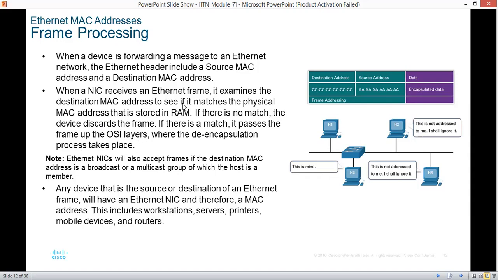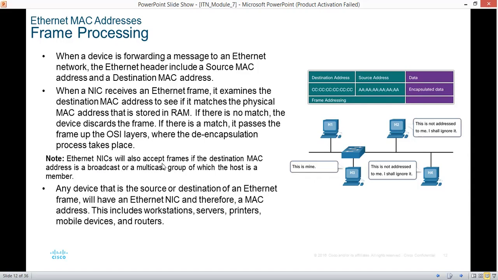So remember, at every point in time, when a NIC receives a frame, it examines the destination MAC address to see if it matches the physical MAC address that is stored in the RAM. It means that at every point in time there's a broadcast and information is being sent. It is actually saved inside the RAM, and the RAM is where all the MAC addresses are saved. We refer to that storage as either the CAM table or the MAC table. So if there's a match, it passes the frame up the OSI layers where the encapsulation process takes place.